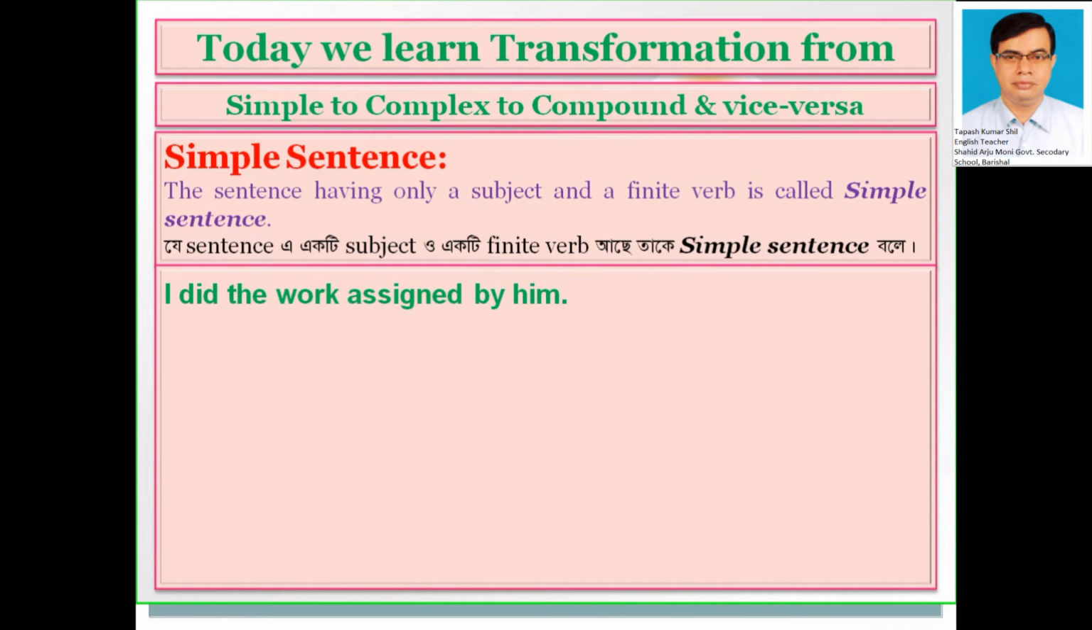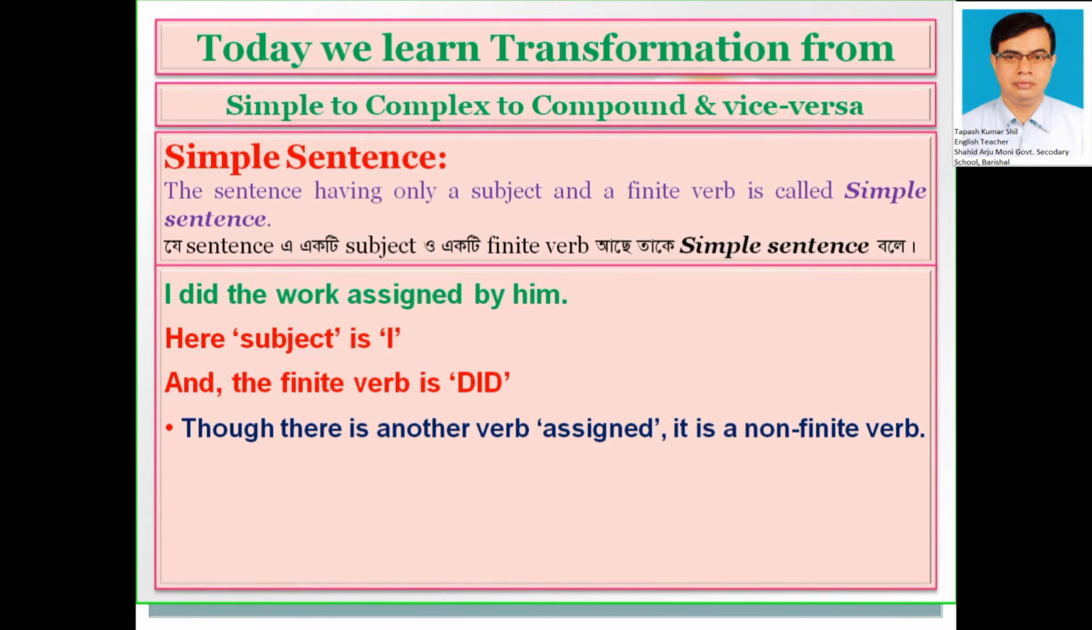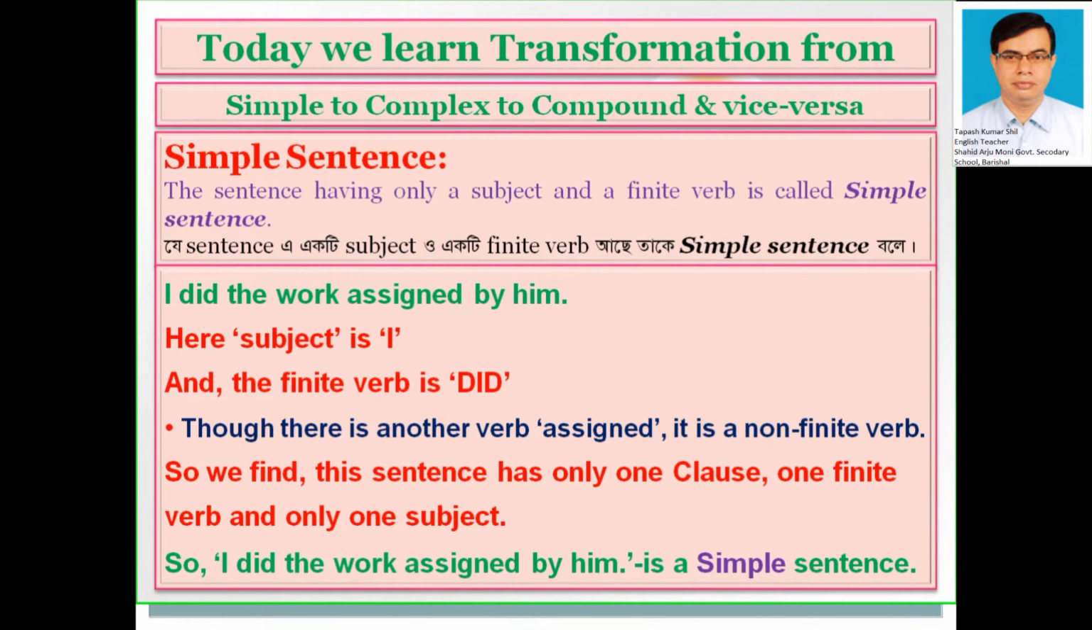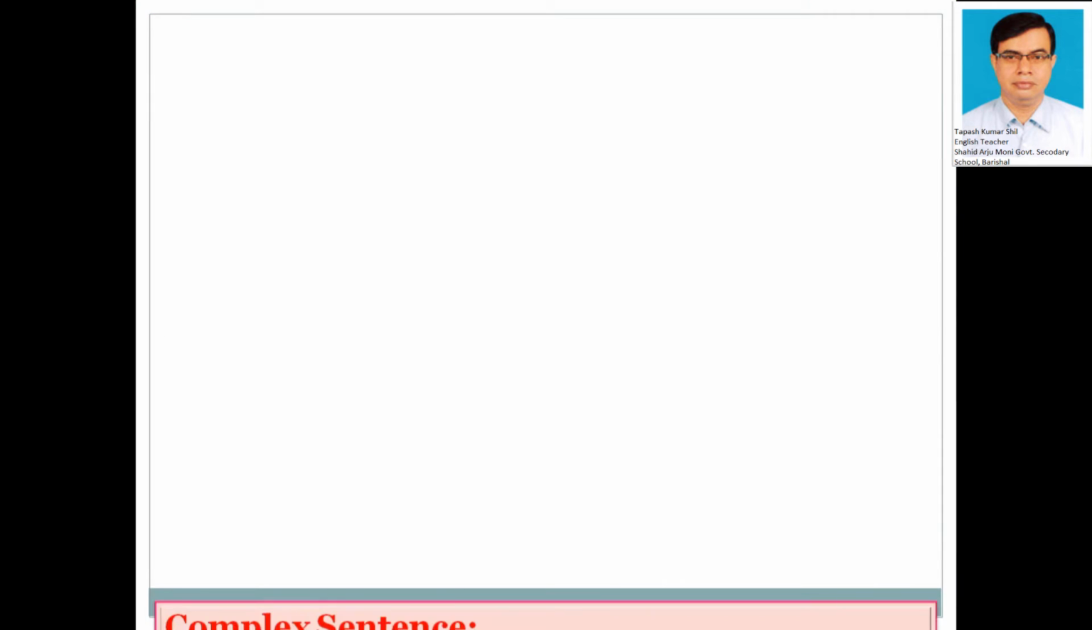I did the work assigned by him. Here the subject is I and the finite verb is did, though there is another verb, assigned. It is a non-finite verb. So we find this sentence has only one clause, one finite verb and only one subject. So, I did the work assigned by him, is a simple sentence.